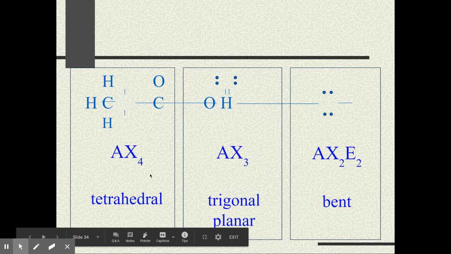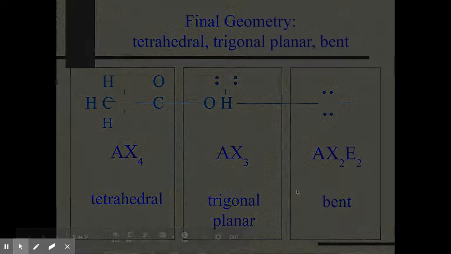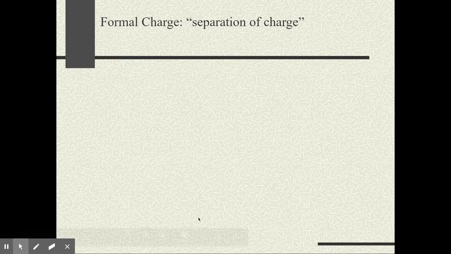Even though it looks like a straight line when we write it on paper, the first molecule is tetrahedral, the second one is trigonal planar, and the oxygen is bent. So you can draw it any way you want, linear, but you have to recognize that the structure is bent because it's AX2E2. Okay, so that's where I'm going to stop for today.